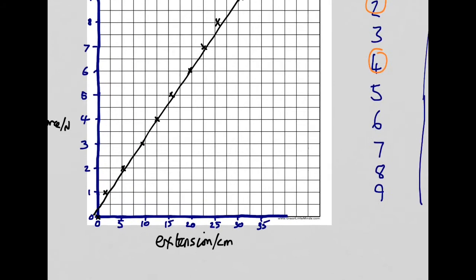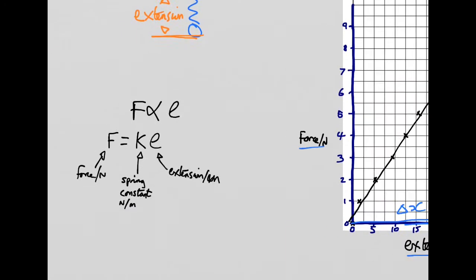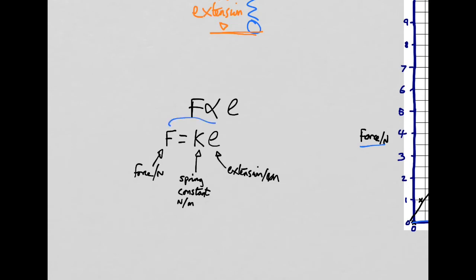So for the gradient, I'm going to do this by making a big triangle on my graph. There's my big triangle, and then there's the base of my triangle. Now if I take the height of the triangle, that's my change in y. And I take the base of the triangle, that's my change in x, and I divide the two: change in y divided by change in x. That is going to give me change in force divided by change in extension. Force divided by extension is going to give us k, our spring constant. So let's do that.